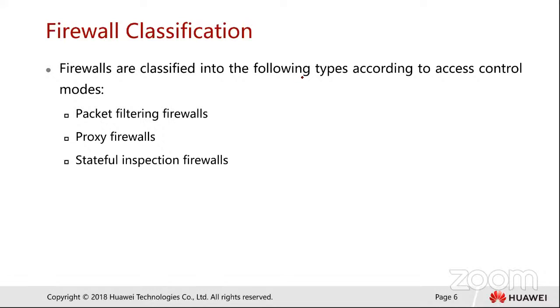So firewalls are classified into the following types according to access control, because we said it's the most common kind of classification. We can classify our firewalls as packet filtering firewalls, proxy firewalls, or stateful inspection firewalls. We are going to look at them later on.